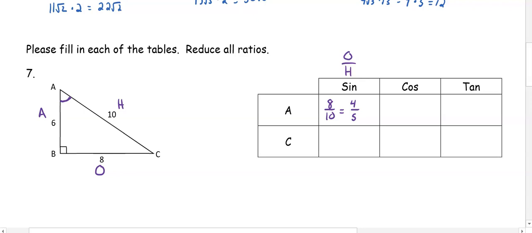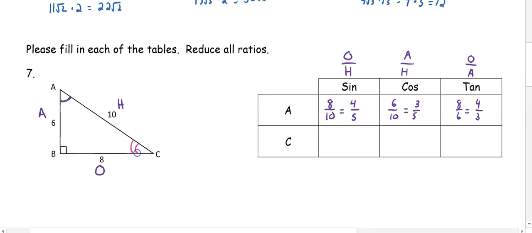For cosine, it is the adjacent over the hypotenuse. So we have 6 over 10, and that reduces to 3/5. And then for tangent, we have opposite over adjacent. So that is going to be 8 over 6, which reduces to 4/3.